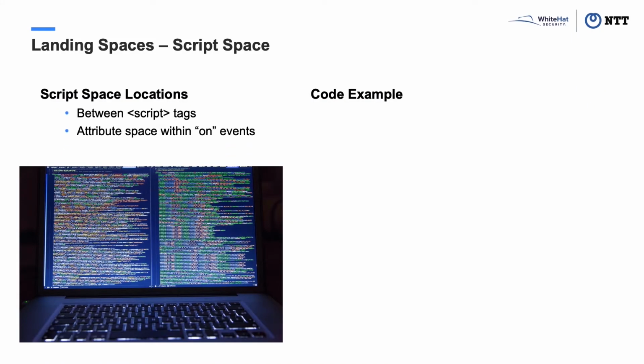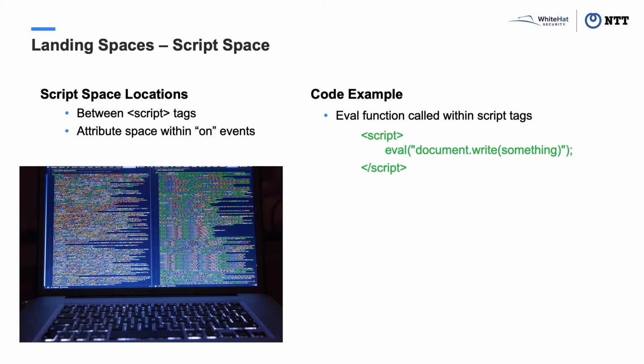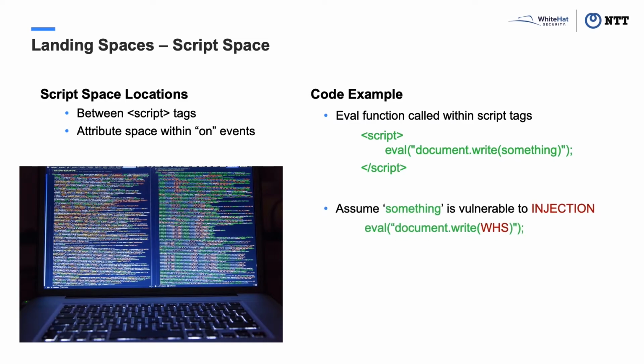Script space injections can occur anywhere on the page that executable scripted code already exists and can be injected upon. This code can be between script tags or even the contents of an HTML event attribute. The example here shows a segment of HTML code that contains a call to the eval function, which will write something onto the document. So let's assume that something is vulnerable to injection.